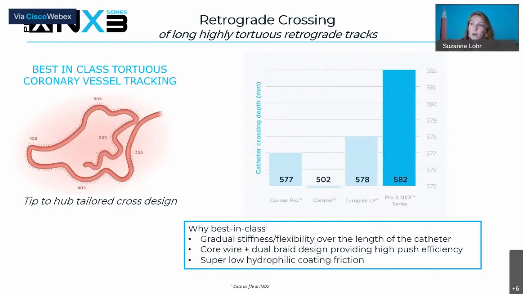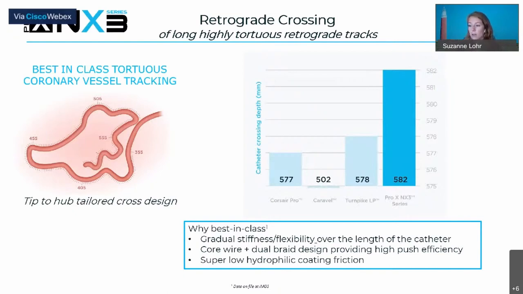What is also very important is retrograde crossing, or very long and highly tortuous retrograde tracks. You can see on the image on the left that we have a very tortuous pathway. We tested again the Corsair Pro, the Caravel, and the Turnpike versus the updated NX3 series of the Enhancer Pro X. We could see that the Caravel could very nicely follow the tortuous path of the coronaries, but it lacks push to keep continuing. As expected, the Corsair Pro and the Turnpike LP reached way further, but not as far as the NX3 series, the Enhancer Pro X.